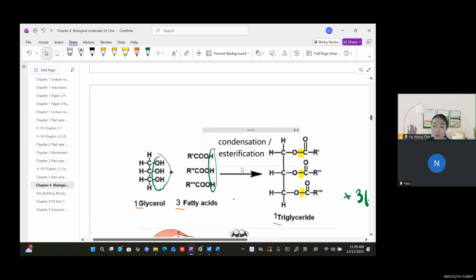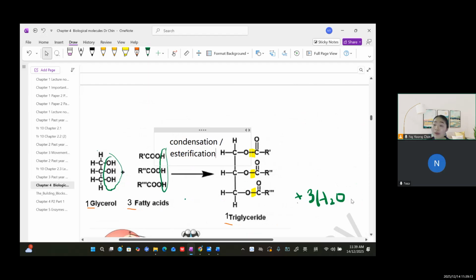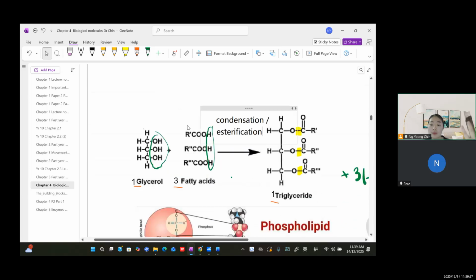Every time biological molecules do condensation, they will produce water molecules. They do this by removing the water molecule away, so they can form a bond joining them together. This applies to all kinds of biological molecules, no matter whether it's carbohydrates, proteins, or lipids. Later we can have a look.